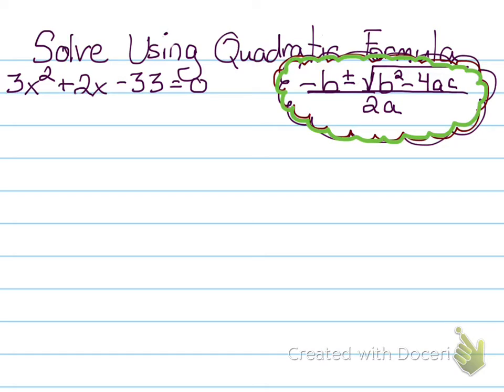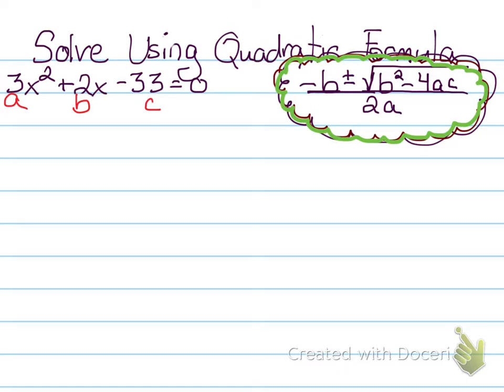Alright, the first thing you're going to do is identify your a, b, and c. And if you look at this equation, my a is 3, my b is 2, and my c is negative 33. Now I'm going to plug in those values into each letter in the formula.